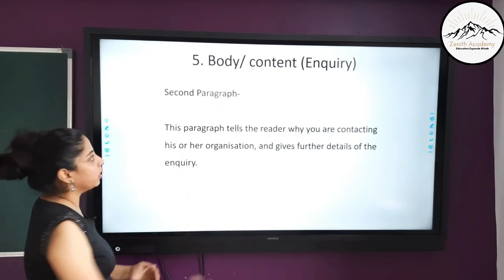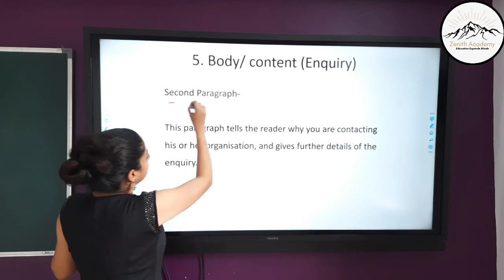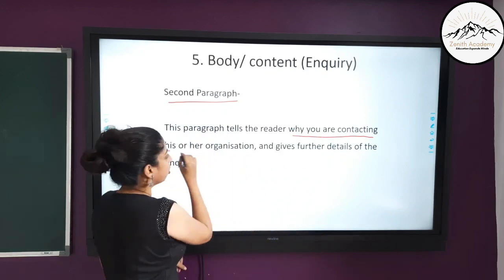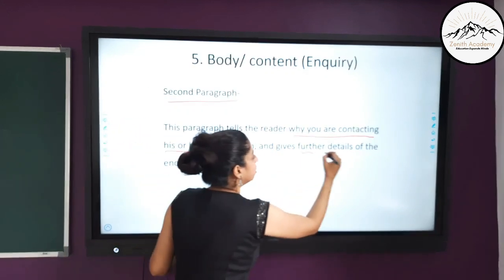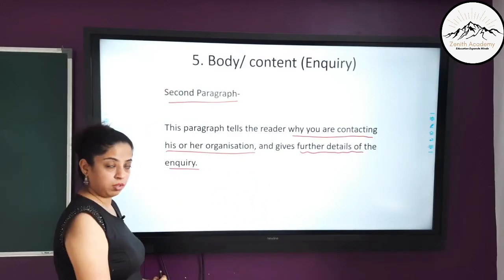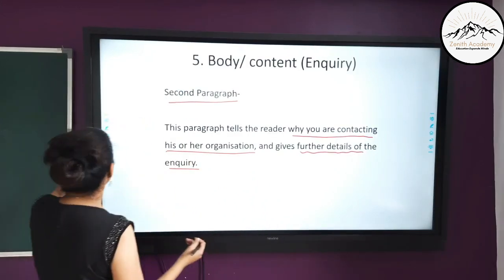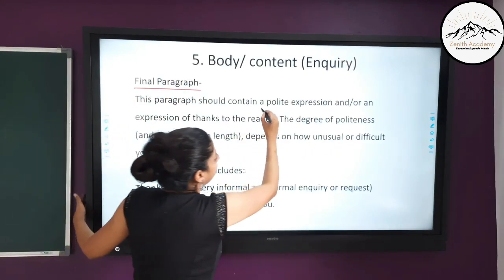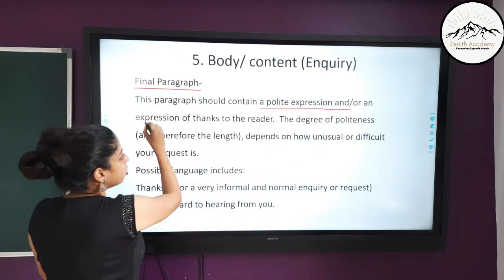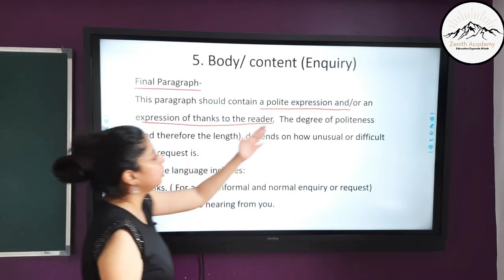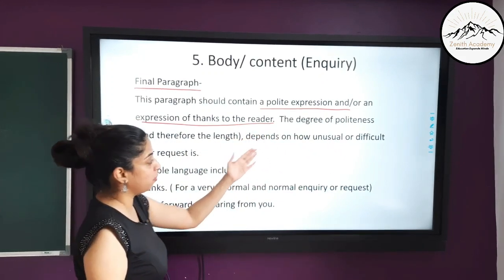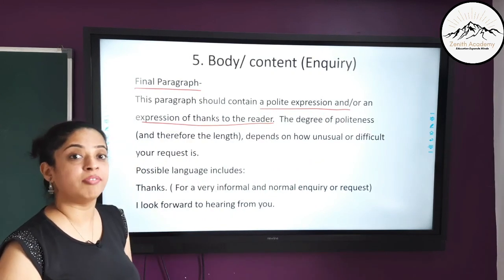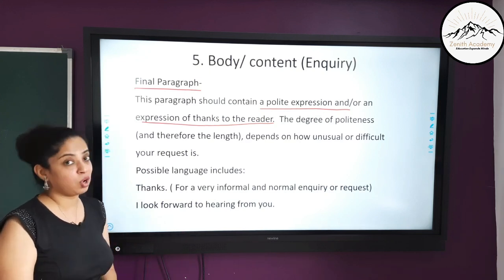Now continuing with the inquiry, for the second paragraph, this paragraph tells the reader why you are contacting his or her organization, and you should give further details of the inquiry. So give more details about your inquiry in the second paragraph. Then the final paragraph for the inquiry letter. Now this paragraph should contain a polite expression or an expression of thanks to the reader. So the degree of politeness, and therefore the length, depends on how unusual or difficult your request is. So if your request is very unusual or very difficult, then you have to increase the degree of your politeness.